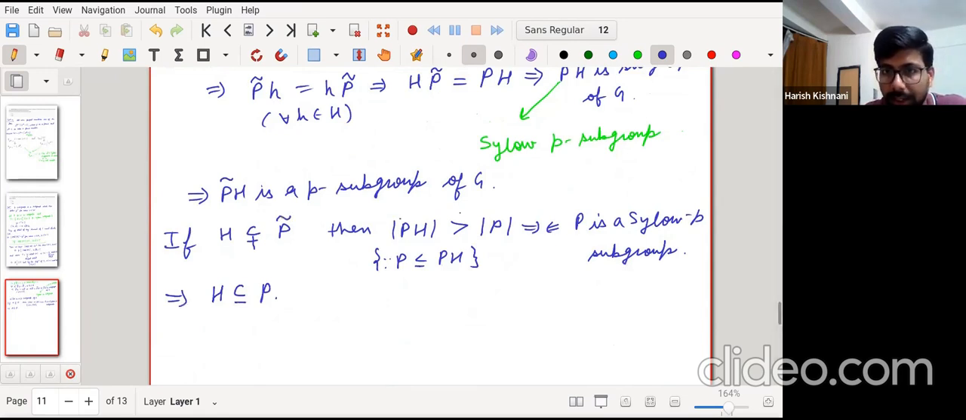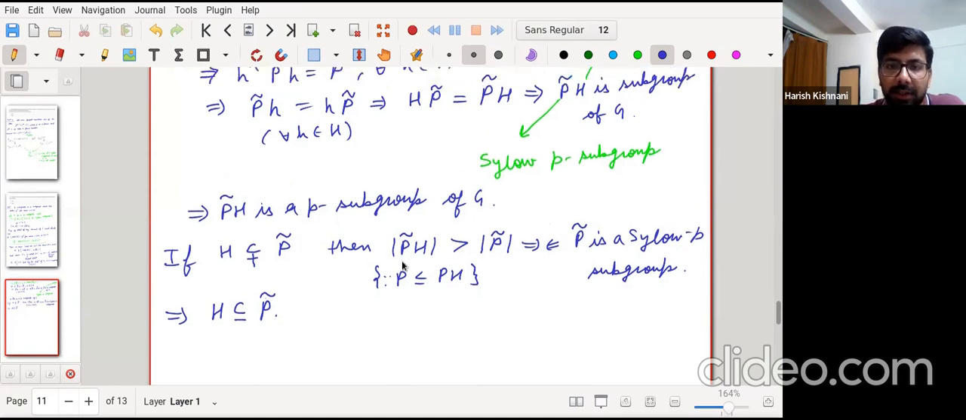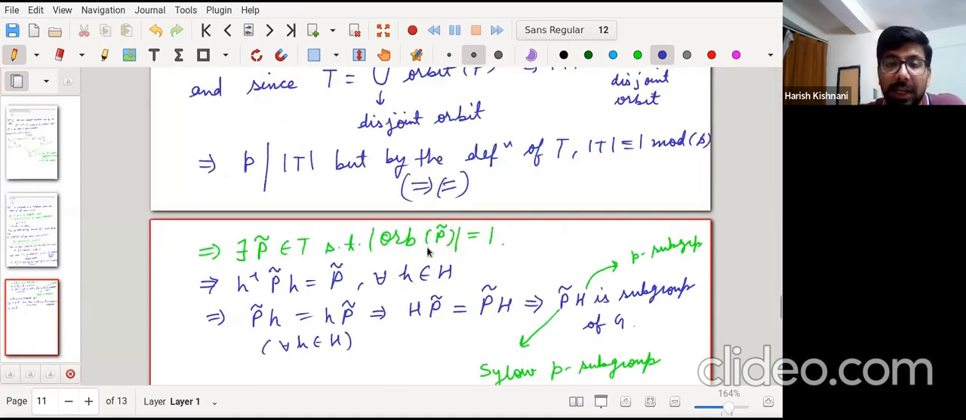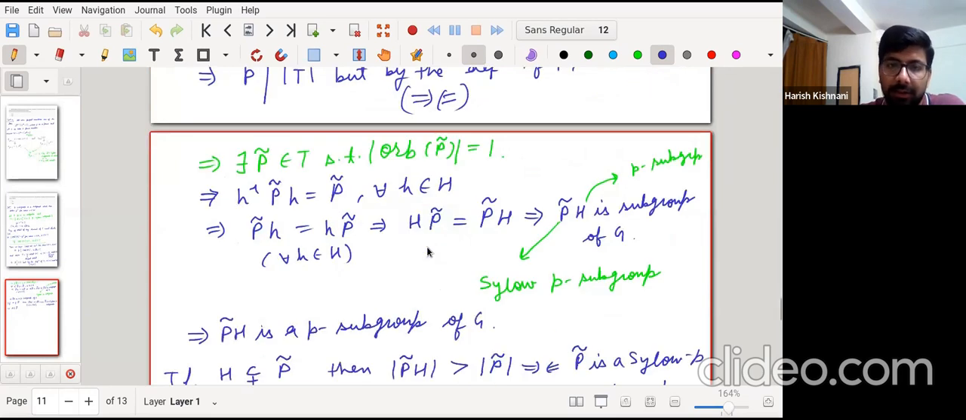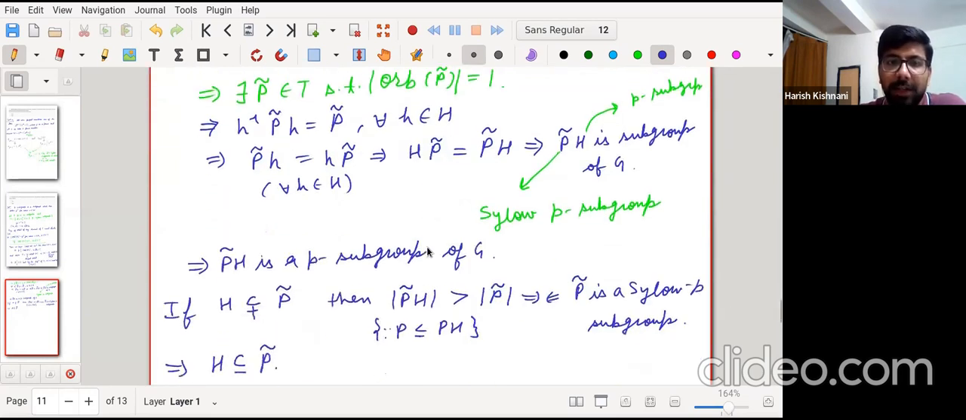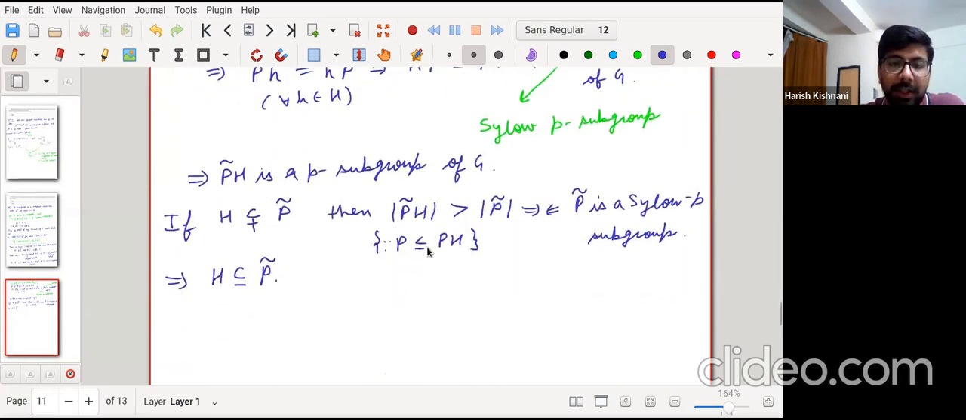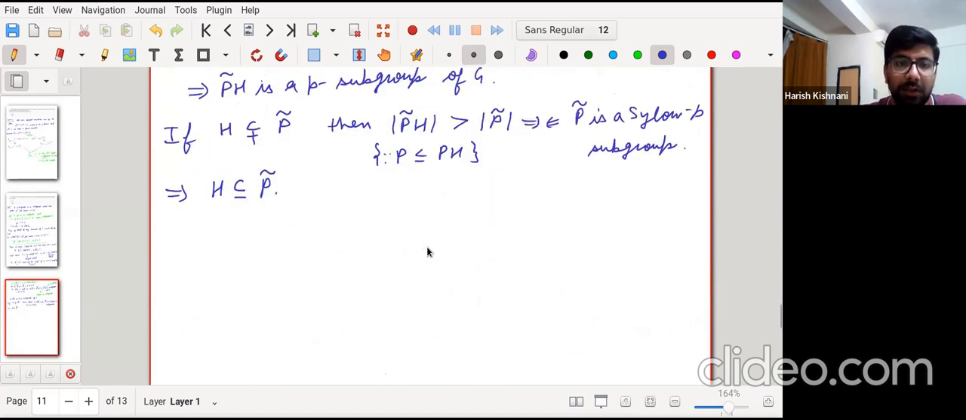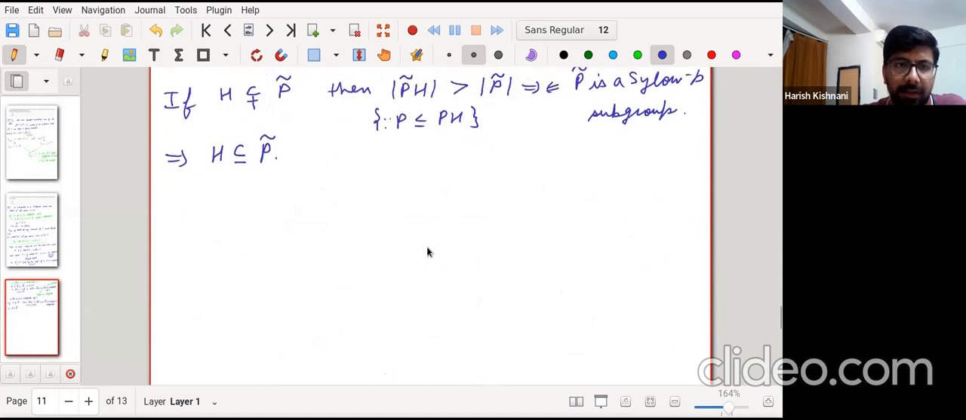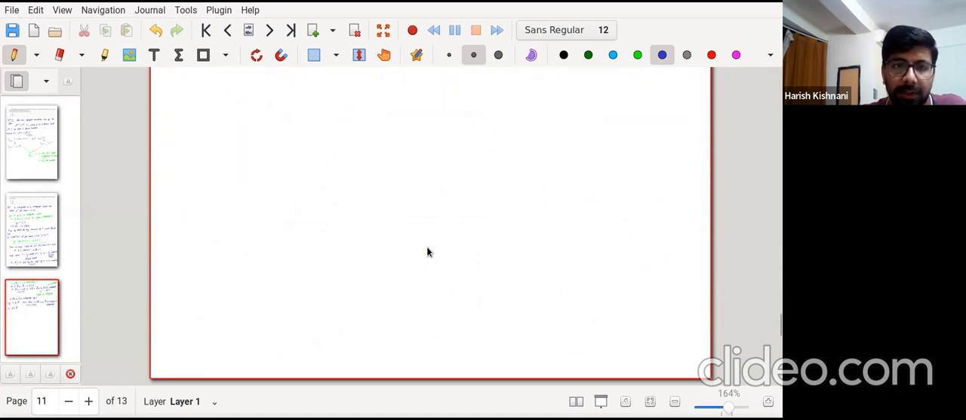If you act H on T, which is the set of all Sylow P subgroups, then the Sylow P subgroup whose orbit has size 1 will contain your H. Okay. So we in fact constructed, or explicitly defined, what that Sylow P subgroup is. Okay. So we can move to the next question.